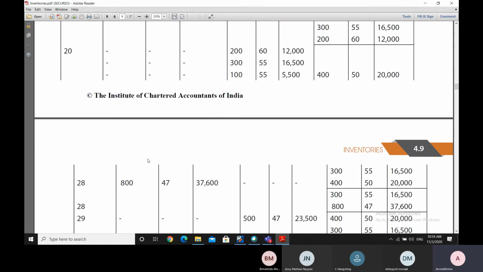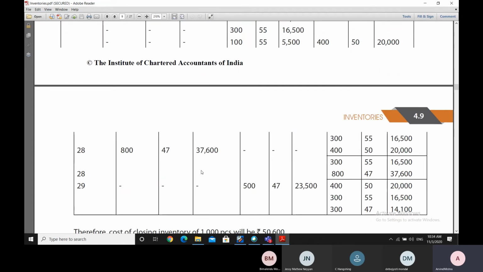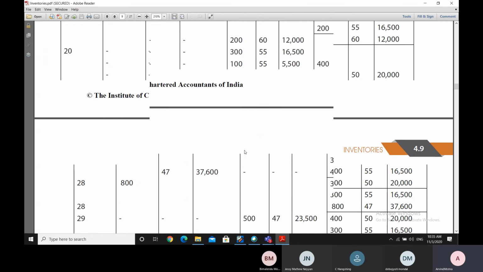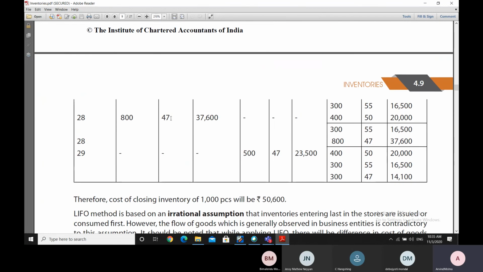So then we get 800 for 47. And then when we issue 500, we don't take this earlier rate here. We take this 47 rate. So all the time, as you can see, the current costs are being matched with the current expenses. Therefore, when we issue this, the issue price is also mentioned here.